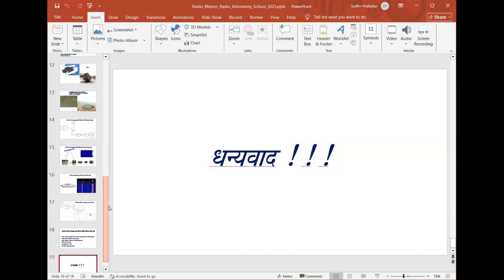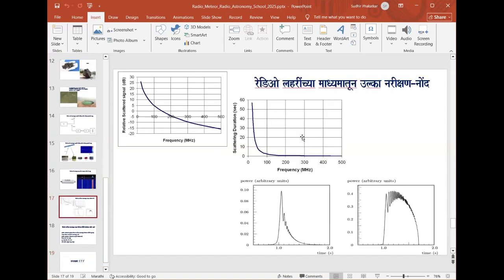this is the theoretical observation information that is available. If you see this, they have shown scattering duration from 60 seconds, meaning less than 60 seconds, but it suddenly gets reduced around 100 megahertz. That is almost very few seconds.